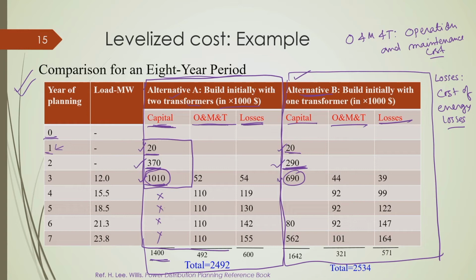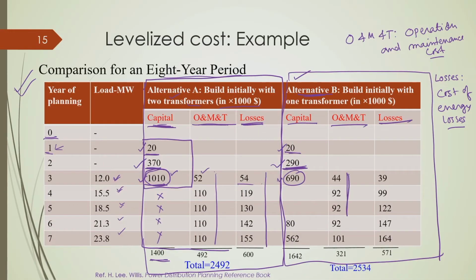And after installation of the two transformers, these are the operation and maintenance costs and these are the costs of energy losses, which are also time varying depending upon how much loading they are having. This column shows you the loading, and accordingly the cost of energy losses will also vary.